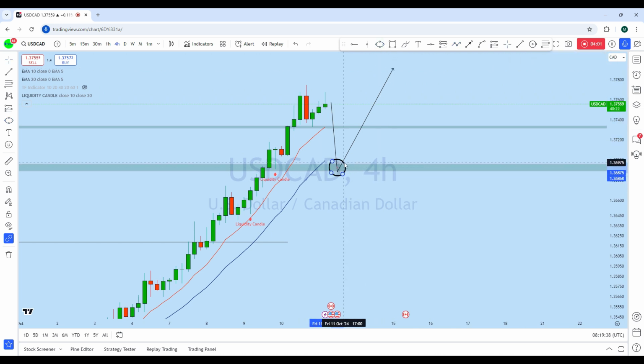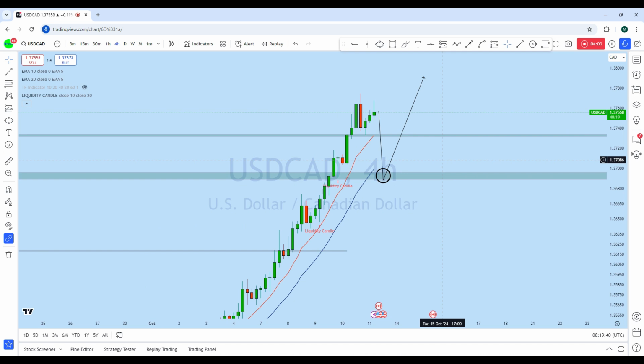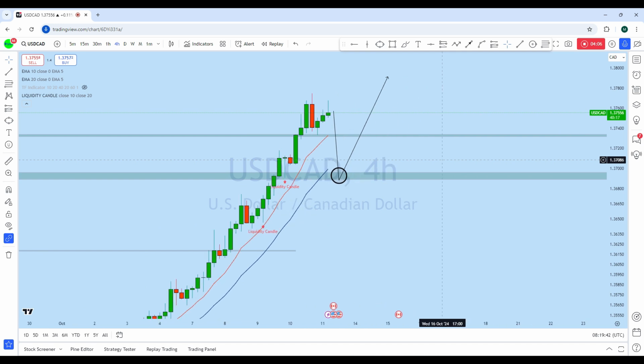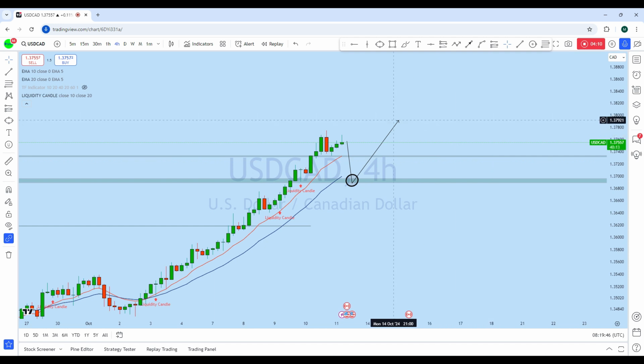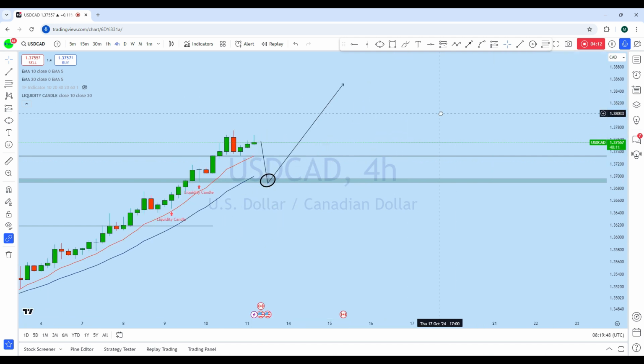So as soon as we will find suitable entry on dollar CAD after a price action confirmation with a high impact news announcement, we will be looking for going long with a high probability trade setup.